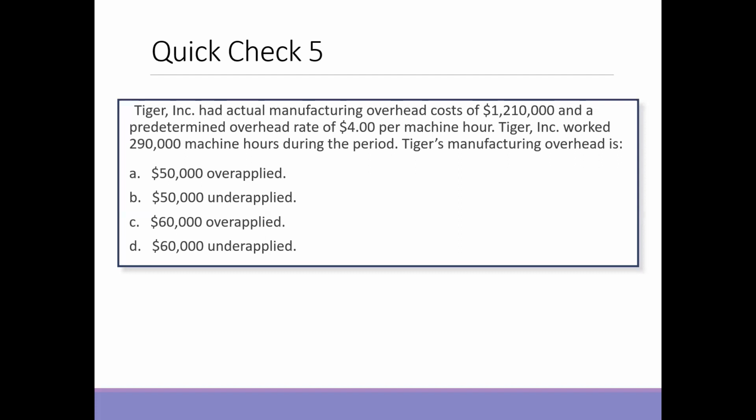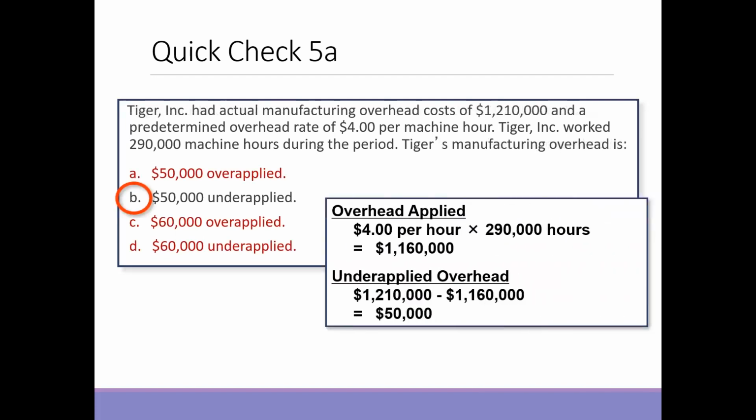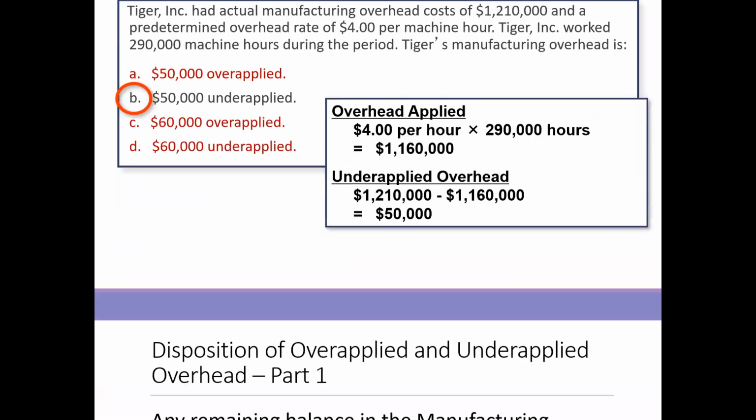Y'all ready? So what happened here? I thought that 50,000 was under applied. Okay. Anyone else? Good. Excellent, guys. It's making sense, right?